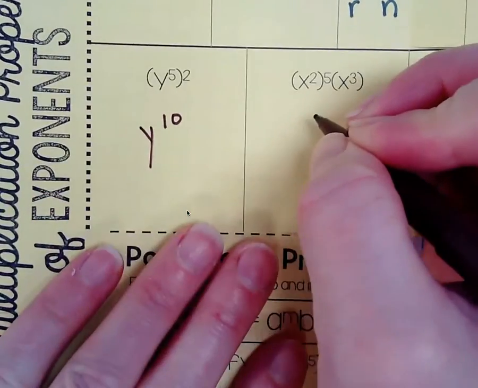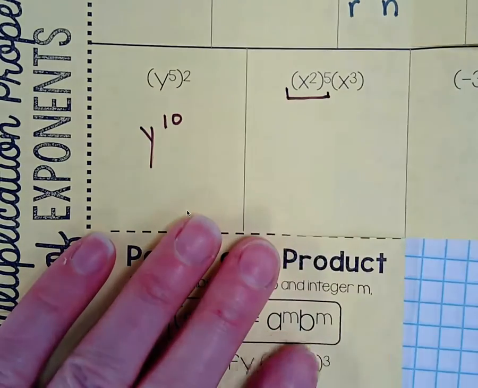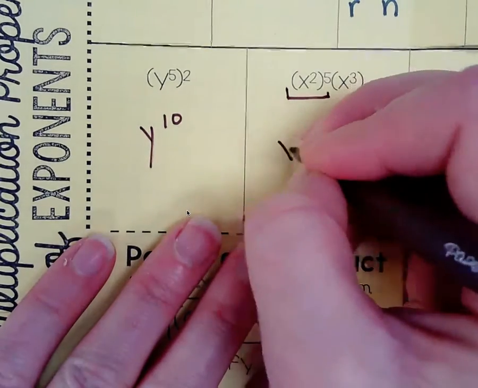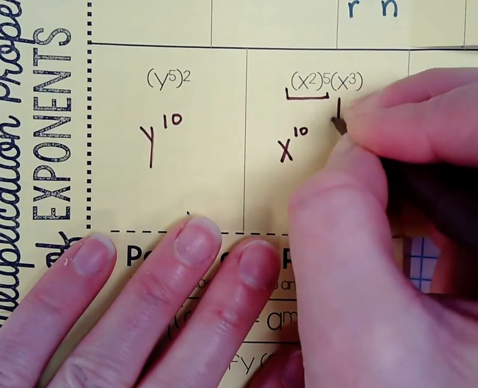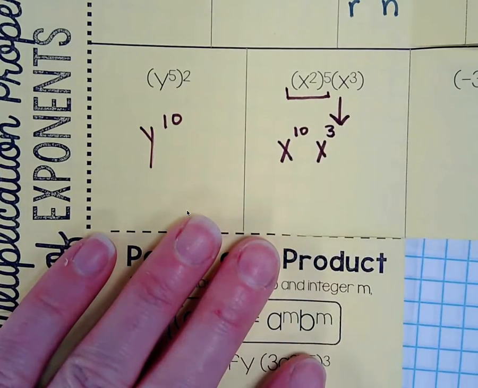All right, the next one. We're going to have to simplify separately. We need to simplify this first. x to the 10, and then we have to bring down the x cubed. What do I do with x to the 10 and x cubed, though? Add them, yes.